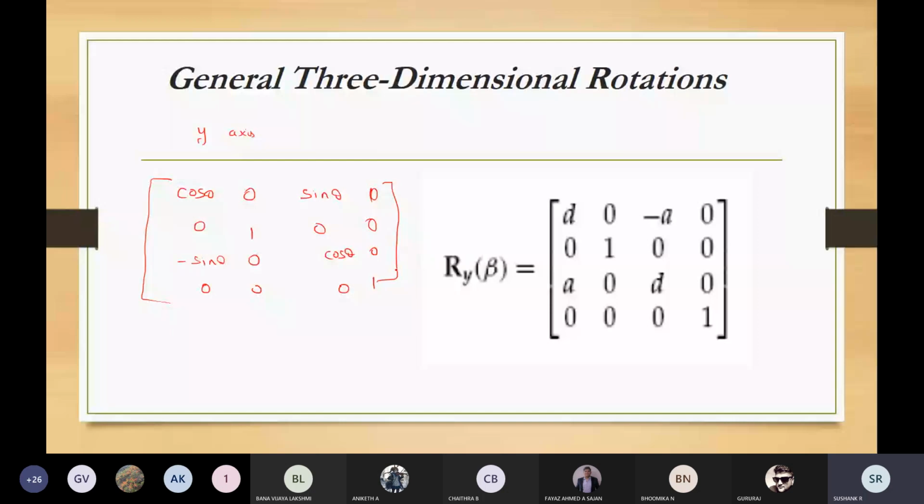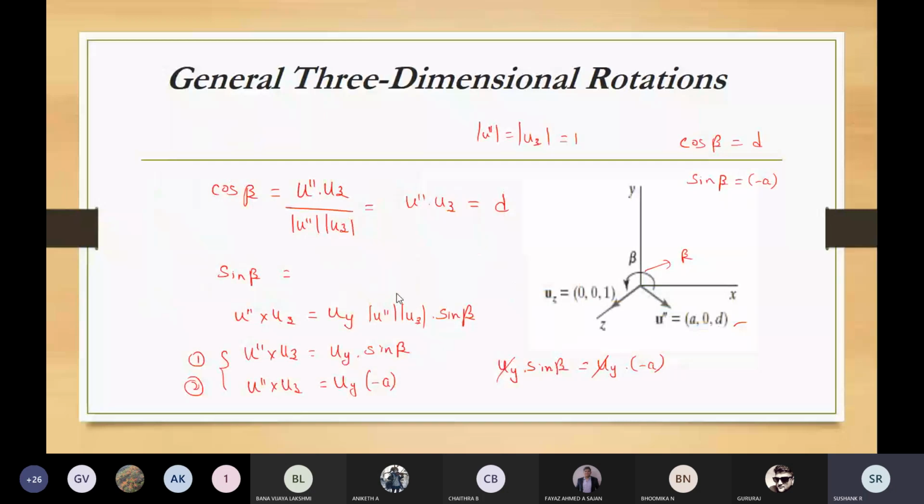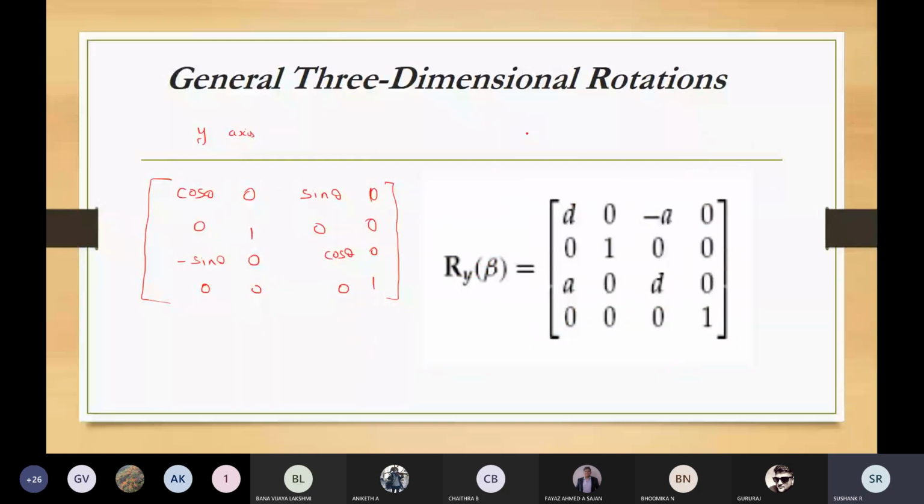Now the same thing. Cos beta is equal to d, sine beta is equal to minus a. So wherever cos theta is there, replace it with d. The matrix which you will get is d, 0, sine theta means minus a, 0, 0, 1, 0, 0. Minus of minus will become plus, 0. Cos theta means d, 0, 0, 0, 0, 1. So this is how you will get this rotation matrix around the y-axis.